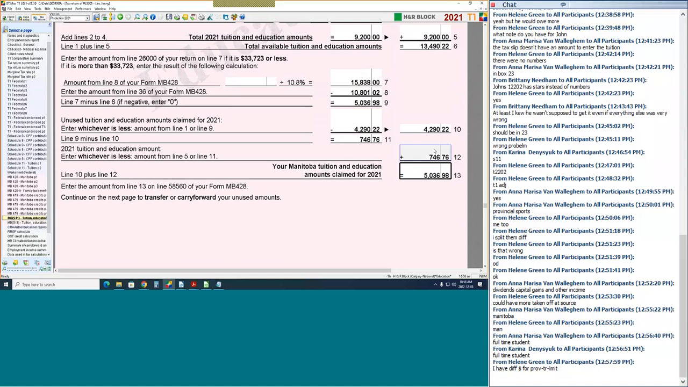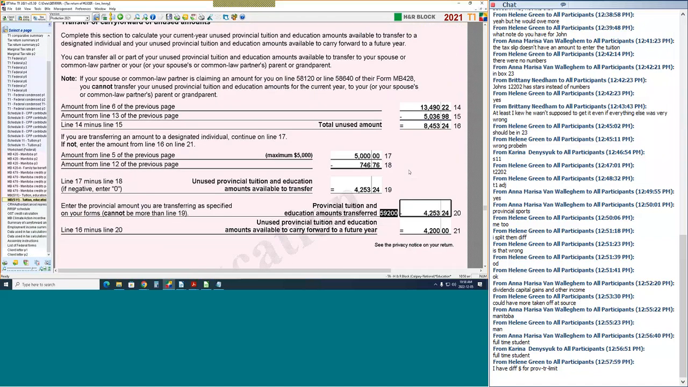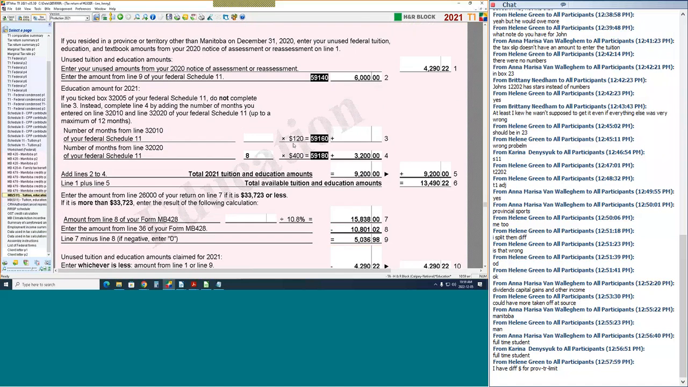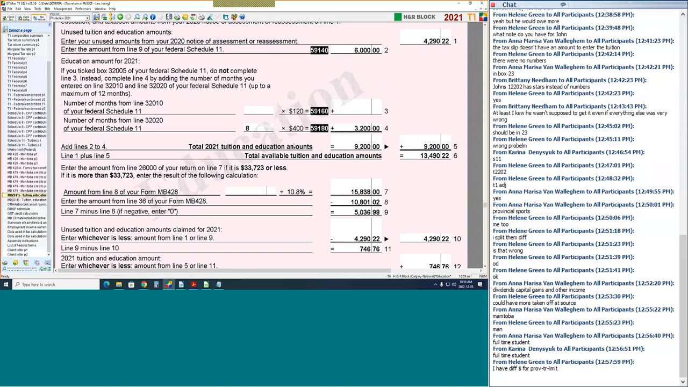So she's going to have a credit of $746.76 on her return. And then available to claim, 5,000 minus that is 4,253.24 is the maximum she can transfer. So that's what we should put for our provincial transfer limit. If you have a different number, let me know which of those numbers is different, and it should be one of the ones on this page that would be different.